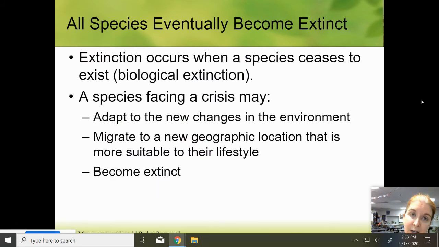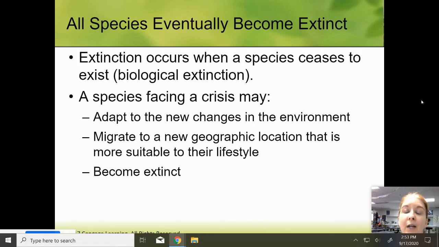Understand that everything alive eventually will become extinct. Humanity will become extinct at some point. I just need it to not be anytime soon. So extinction occurs when a species ceases to exist, and that's called biological extinction. First, you are threatened if the population starts to get low. Then you become endangered when it's noticeably low. And then if all of them go away, that is extinction.